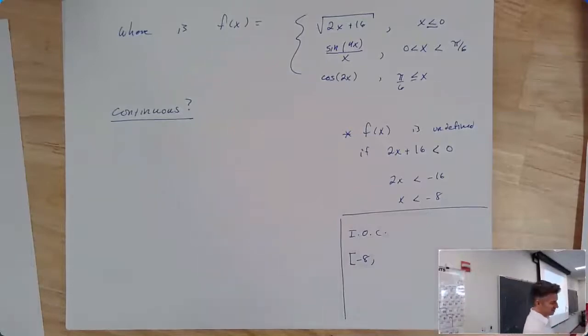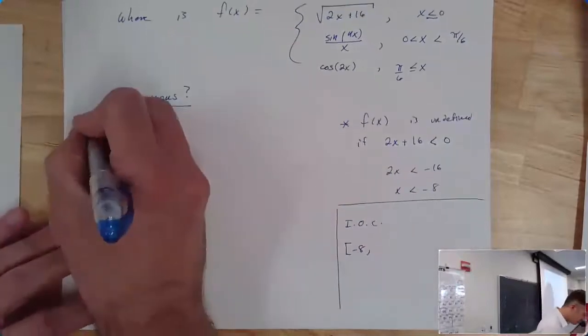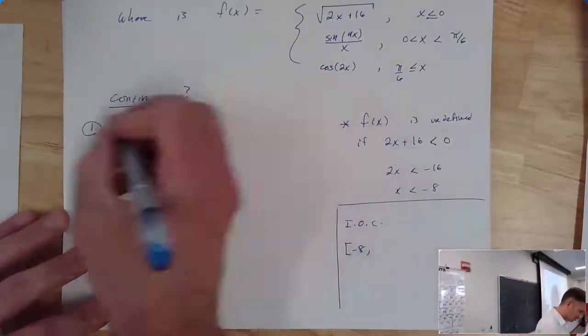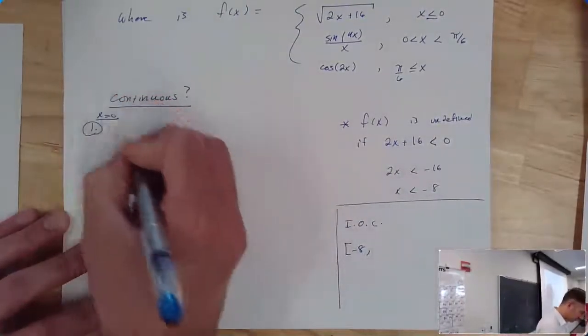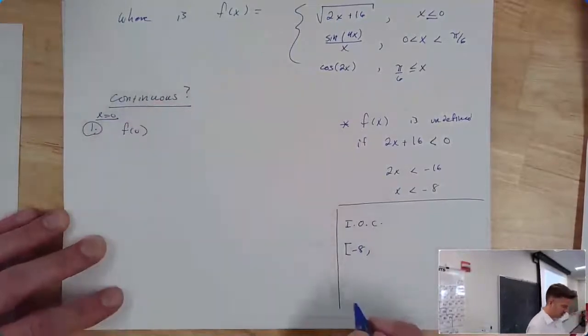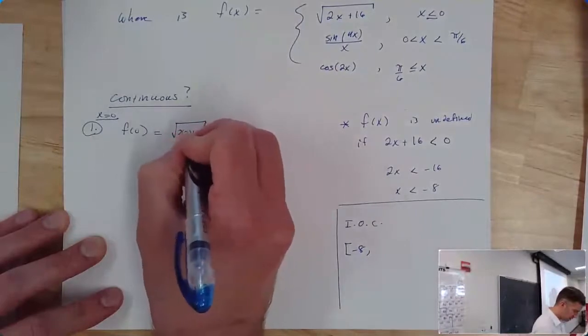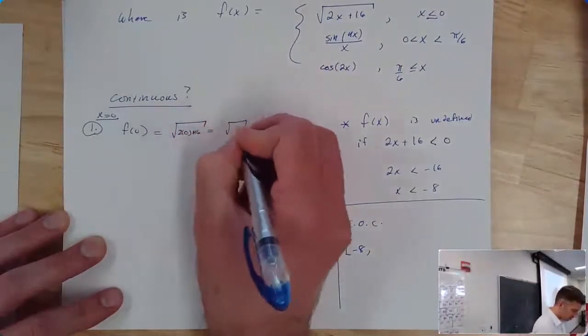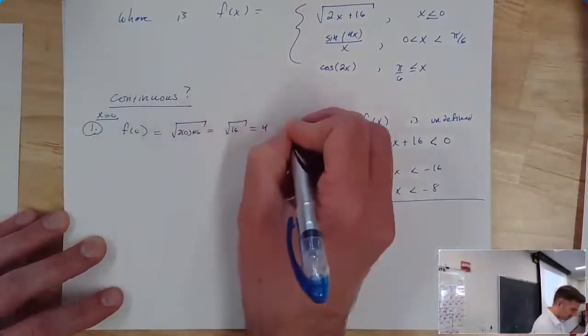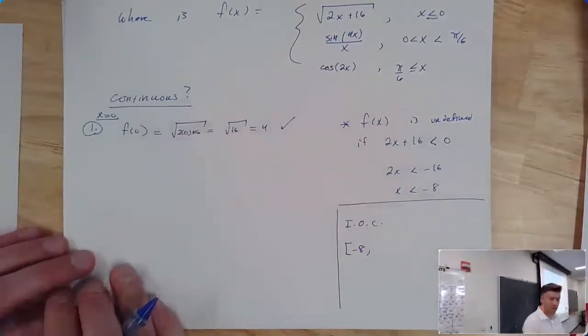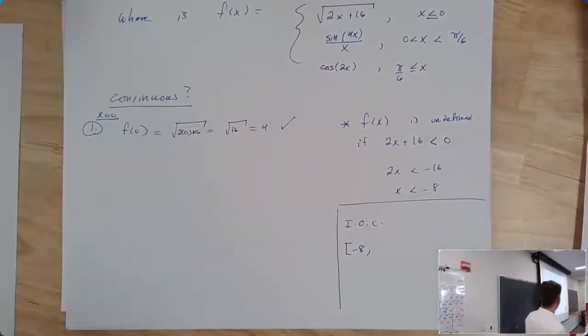So is it continuous at 0? Well, we have to answer 3 questions. Does the function exist? So let's look at x equals 0 here. So f of 0, we plug it in, we get the square root of 2 times 0 plus 16, which is the square root of 16, which is 4. Great. So now we know that not only do we need the limit to exist, but what does the limit need to equal? 4, otherwise it won't be continuous.